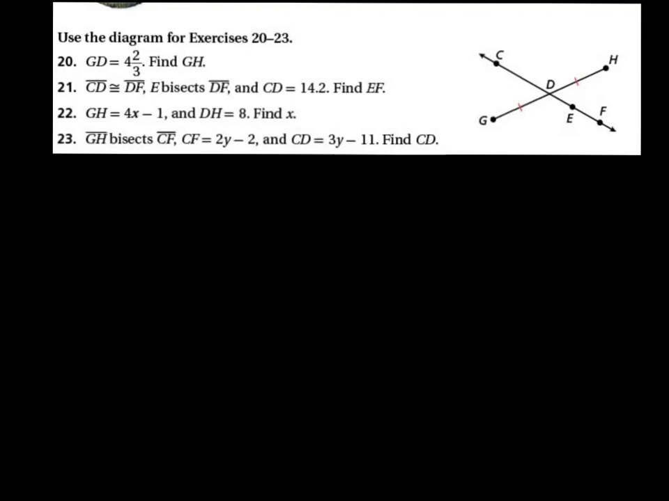Okay, so for problem 22 on section 1.2, you have that segment GH is 4x minus 1. Now, I'm going to give you two different segments here. They're going to be a little bit different. So instead of that, I'm going to say that GH equals 2x minus 5. And I'm going to say that DH equals 10. And I'm going to ask you to find x.